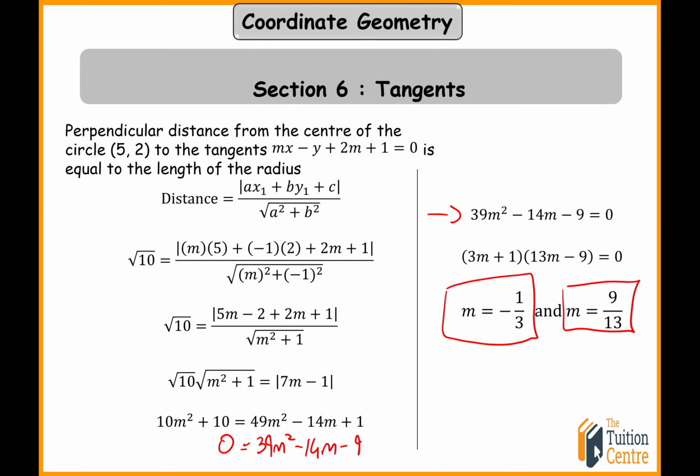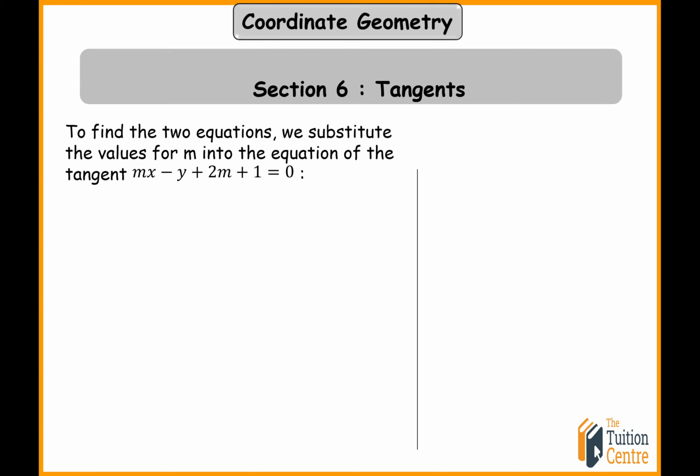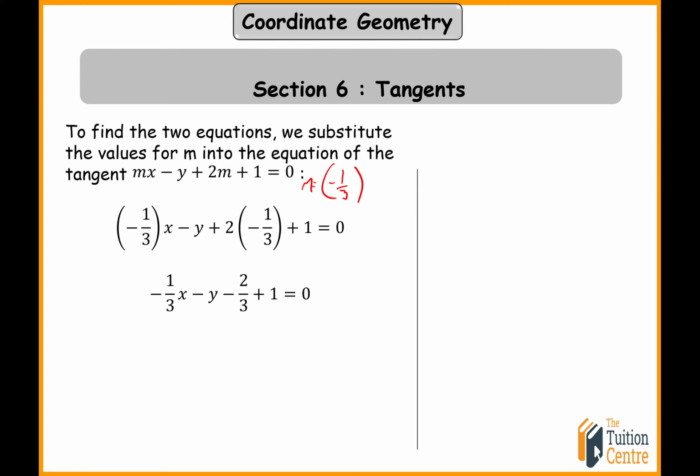You'd breathe a sigh of relief then and say, wow, I got it. But then you look back at the question and it says we've got to get the equations. So to find the equations, we've got to sub in. When m was equal to minus 1/3, you have the following equation. That is the equation, right? We'll tidy up the minus 2/3 plus 1. Minus 2/3 plus 1, of course, would be plus 1/3 when you simplify these two together.